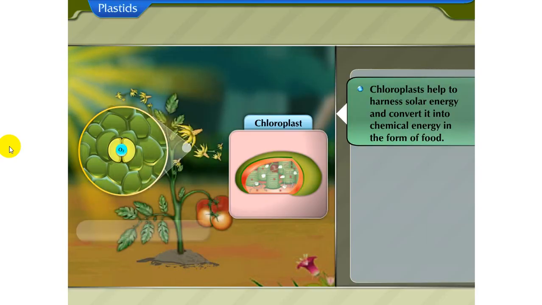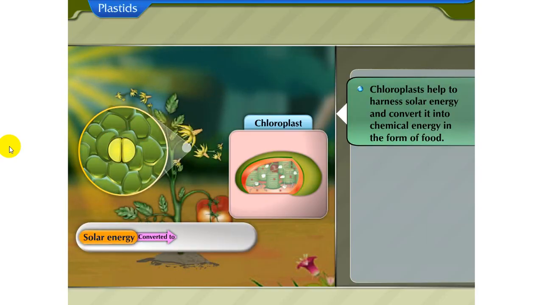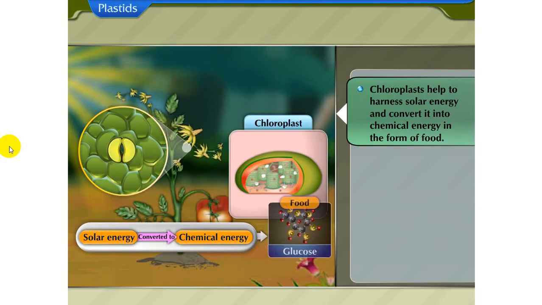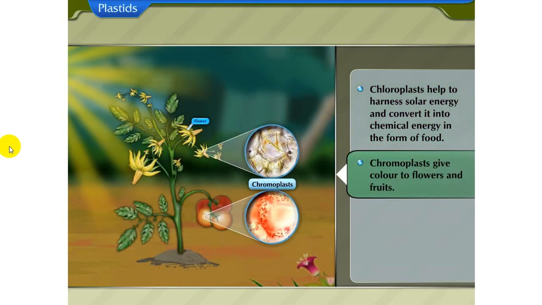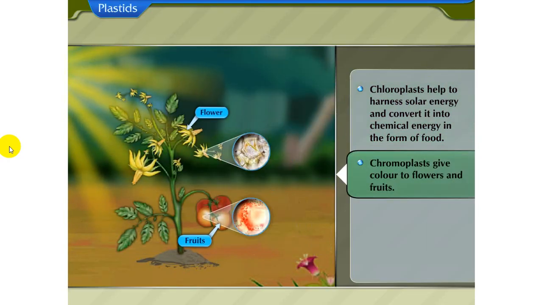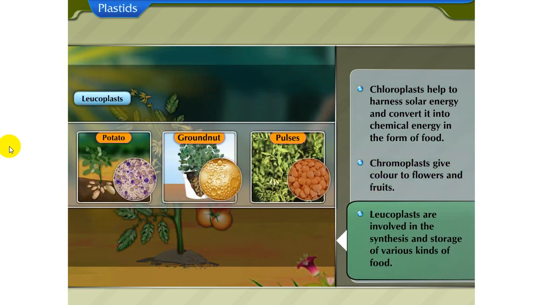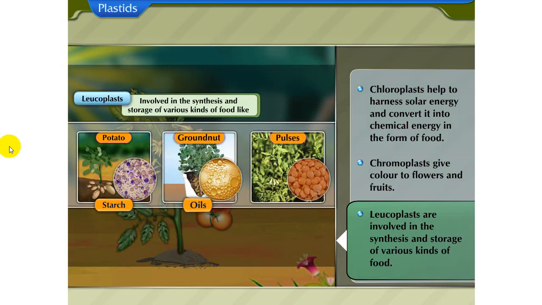Chloroplasts help to harness solar energy and convert it into chemical energy in the form of food. Chromoplasts give colors to flowers and fruits. Leucoplasts are involved in the synthesis and storage of various kinds of food like starch, oils, and proteins.